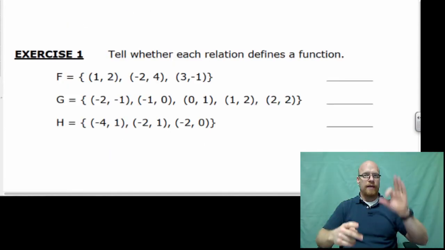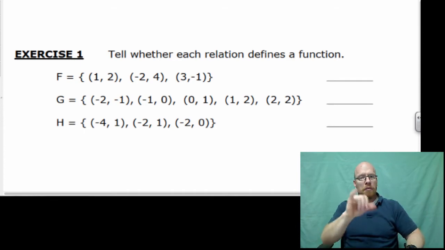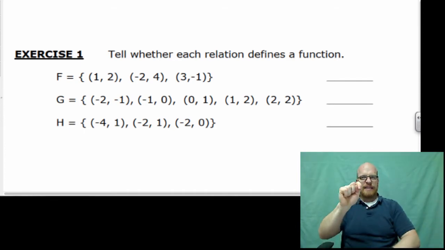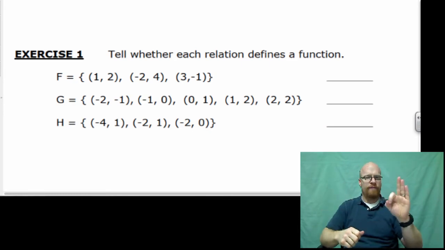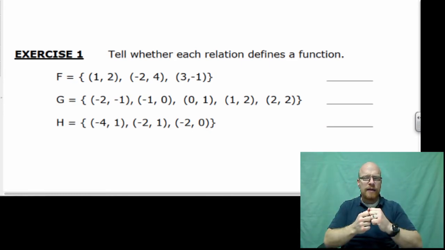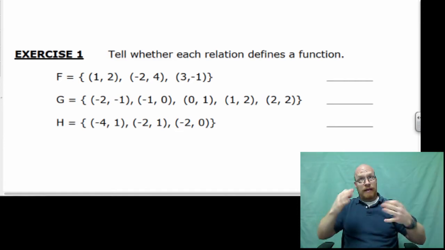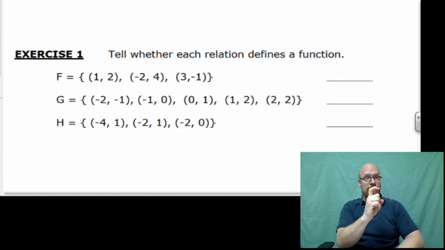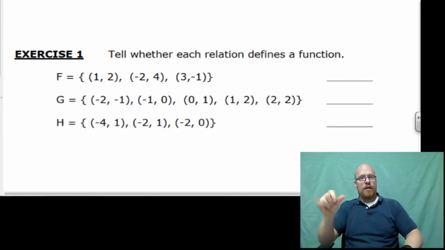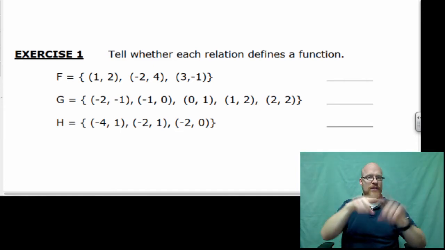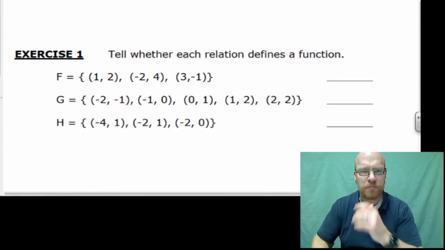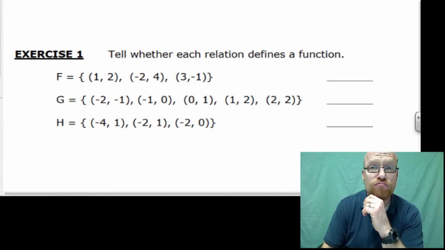Now, we can see we have several relations, f, g, and h. And there are a set of ordered pairs. And we'll look at the f relation first. We have to decide if it's a function or not. And how do we even know if it's a function? If we have one x and then two different y's with that one x, it doesn't work. And you'll see as we go through examples here.